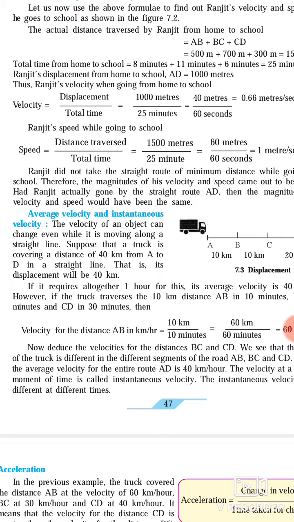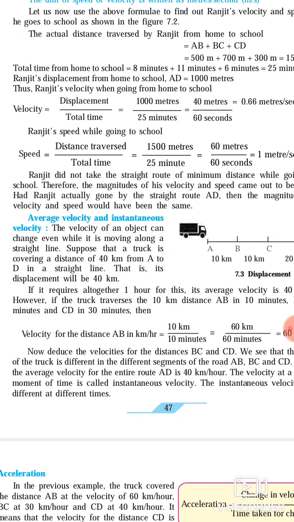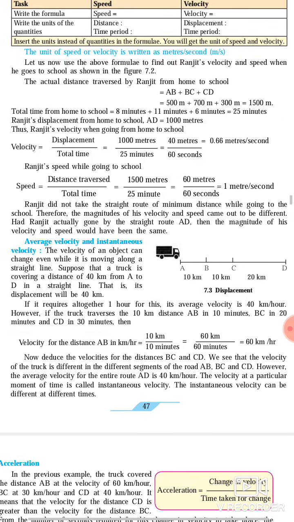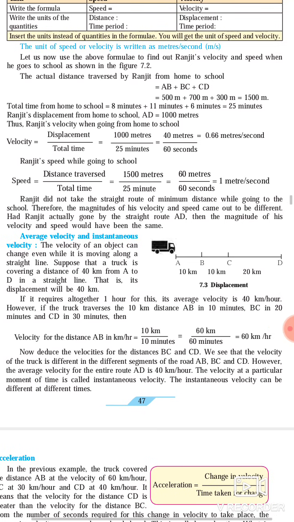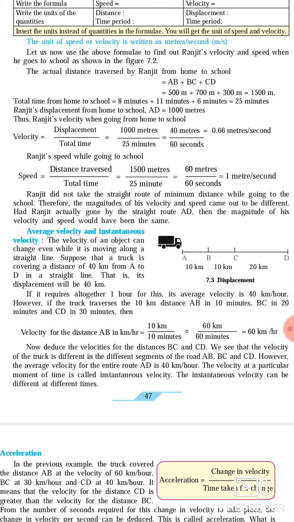Ranjit did not take the straight route. As you know, Ranjit did not take the straight route while going to the school. Therefore the magnitudes of his velocity and speed came out very different. If Ranjit had gone by the straight route AD, then the magnitude of his velocity and the speed would have been the same.